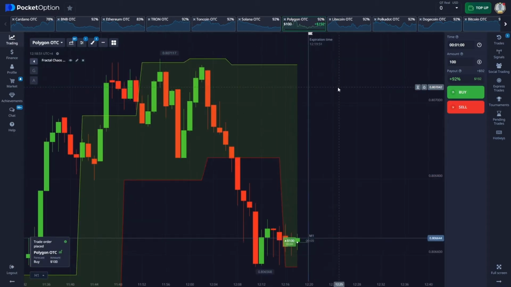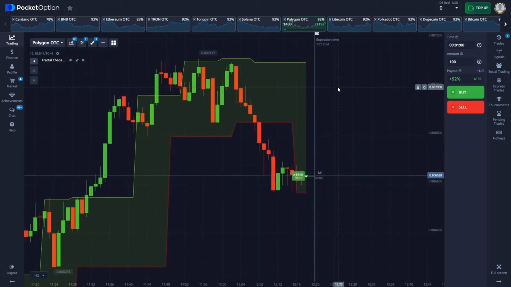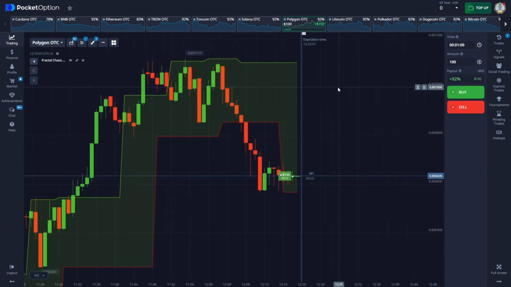I placed my first trade on Polygon OTC worth $100 for an upside move. As you can see, there was an uptrend and the previous candle also closed at the fractal level. That's why I took this trade for the upside move. Currently, the trade was not going in our favor. Okay, now the candle came back and the trade is going in our favor. We have only 20 seconds left.